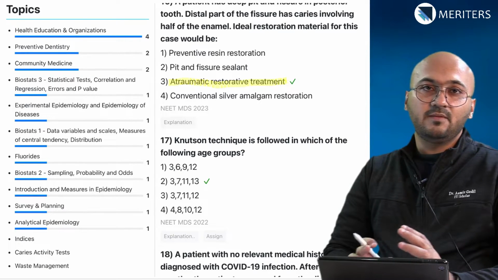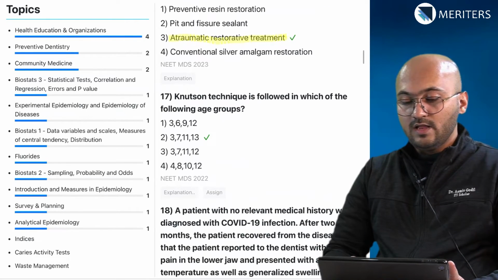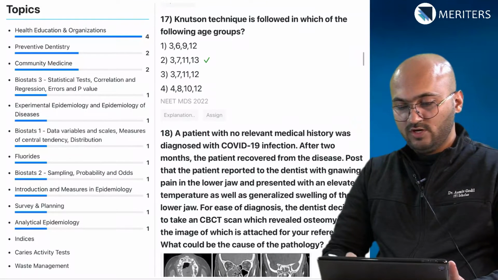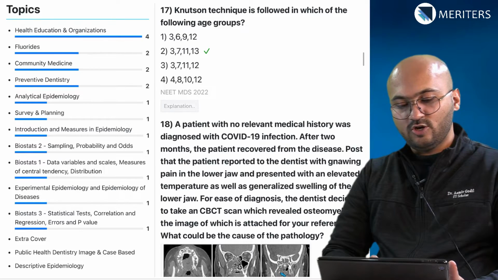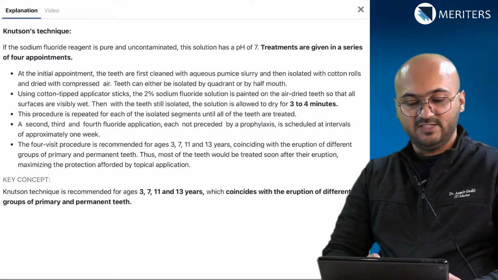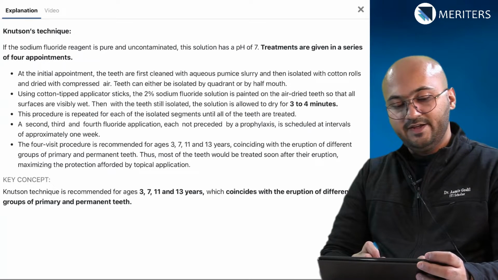So you have to maintain the balance of your preparation when you are looking at public health. Let's continue looking at more questions now. Knutson's technique and the age group, so that's fluorides. Now, of course, you can always look at the explanation. The explanation will also have a key concept which will help you reinforce the idea.